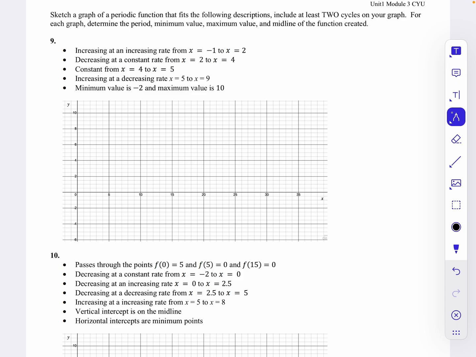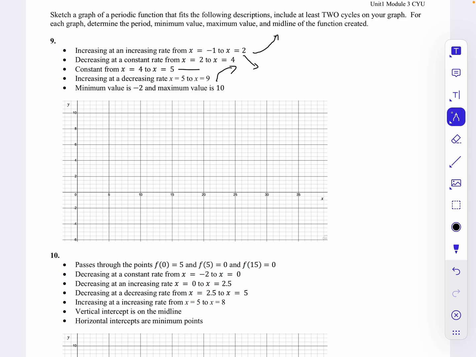So in this particular case, we're told it's increasing at an increasing rate. And just so that you can remember what that looks like, that would be a concave up graph. Decreasing at a constant rate means we've got a line going down. Constant means we have a horizontal line, and increasing at a decreasing rate would actually be concave down. So I'm giving myself some hints about what those shapes of the graphs would look like.